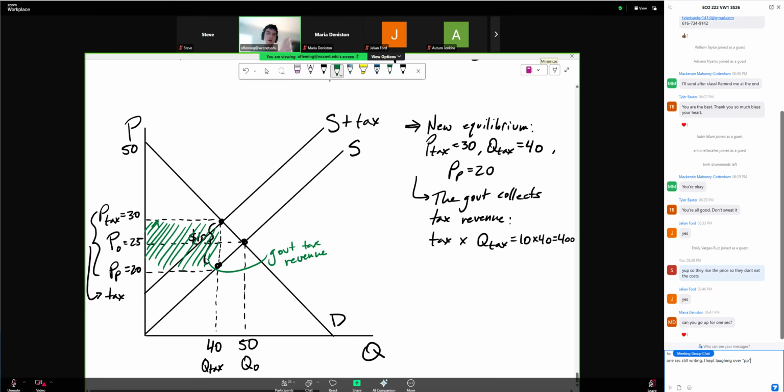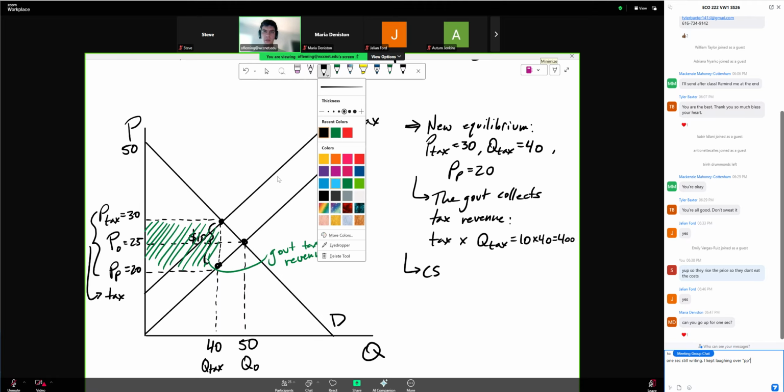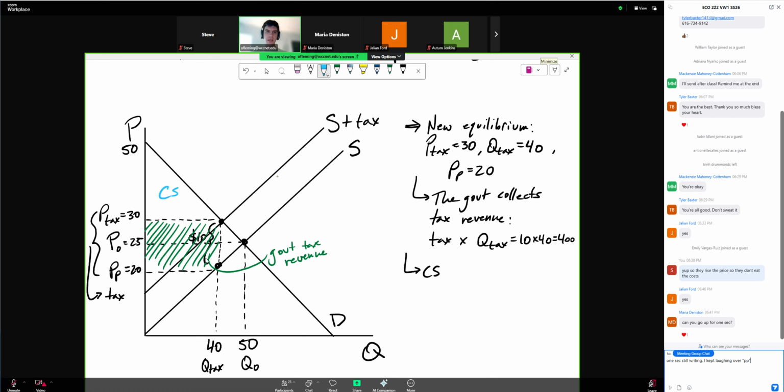Now we can look at the welfare implications of this. We can look at consumer and producer surplus. Now we can see that consumer surplus is the area between the demand curve and the price up to however many units are purchased. So consumer surplus is going to be this area here.